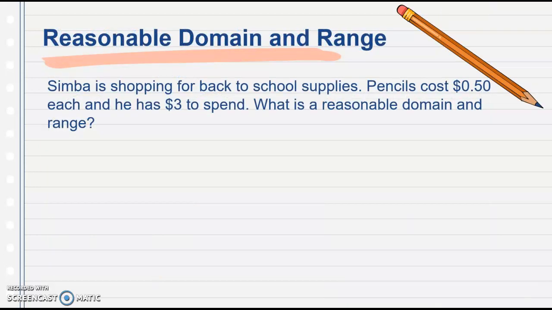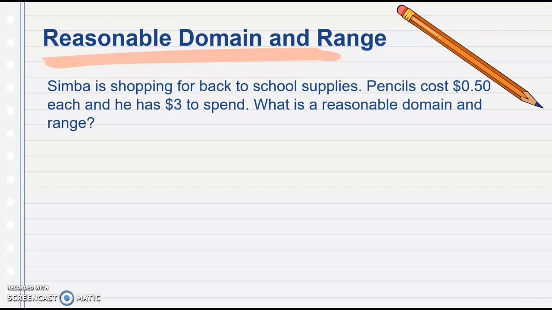All right, so now we're going to talk about some application problems in order to discuss reasonable domain and ranges. So our first problem: Simba is shopping for back to school supplies. Pencils cost 50 cents each and he has $3 total to spend. What would be a reasonable domain and range? So reasonable meaning, are there any constraints? Are there any rules that we need to kind of stay within?